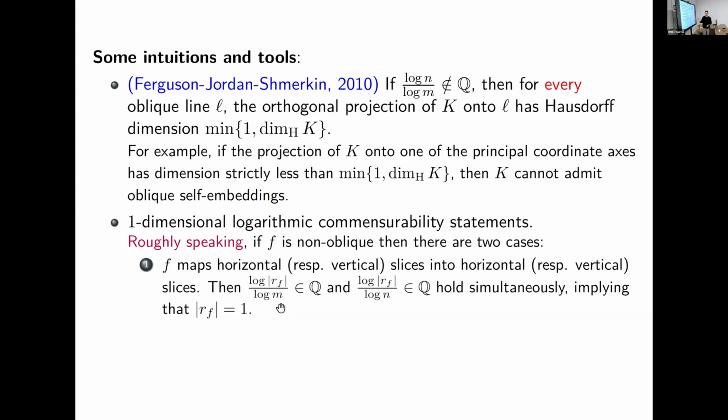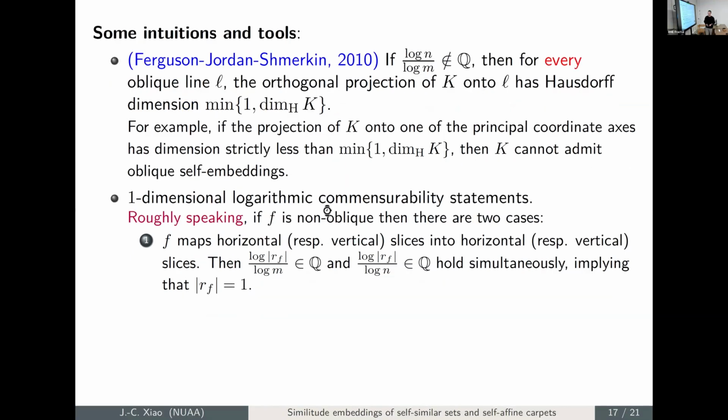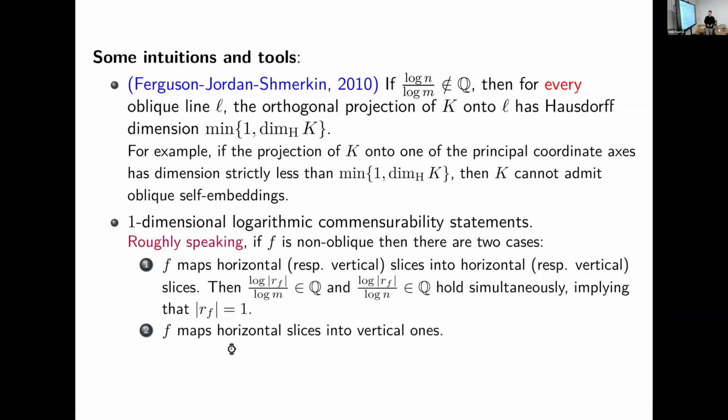Okay, so this is where the independence assumption of n and m plays its role, but in a very rough way. And if f maps a horizontal slice into vertical ones, then this is actually impossible because n and m are independent. You would be mapping something like an m Cantor set into an n Cantor set, and this turns out to be impossible. So this is, in a very, very rough way, how we consider the embedding problem of self-affine carpets.